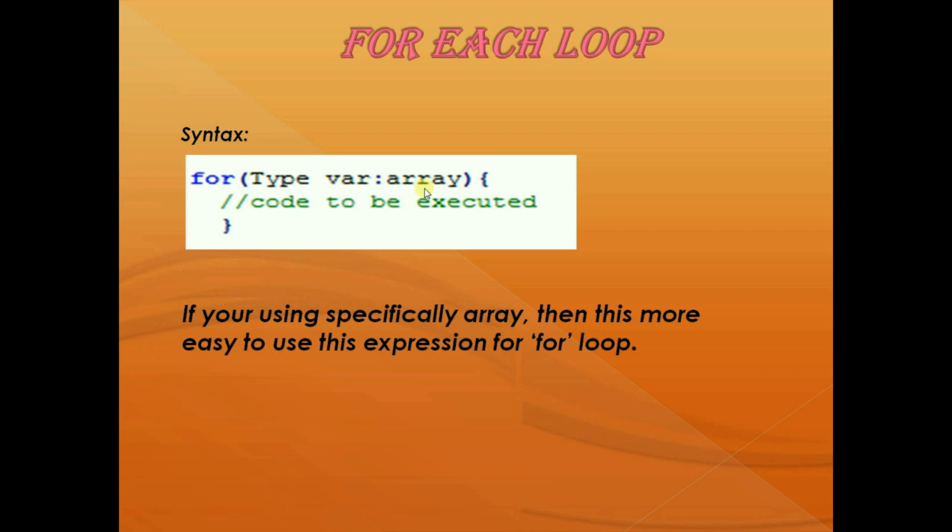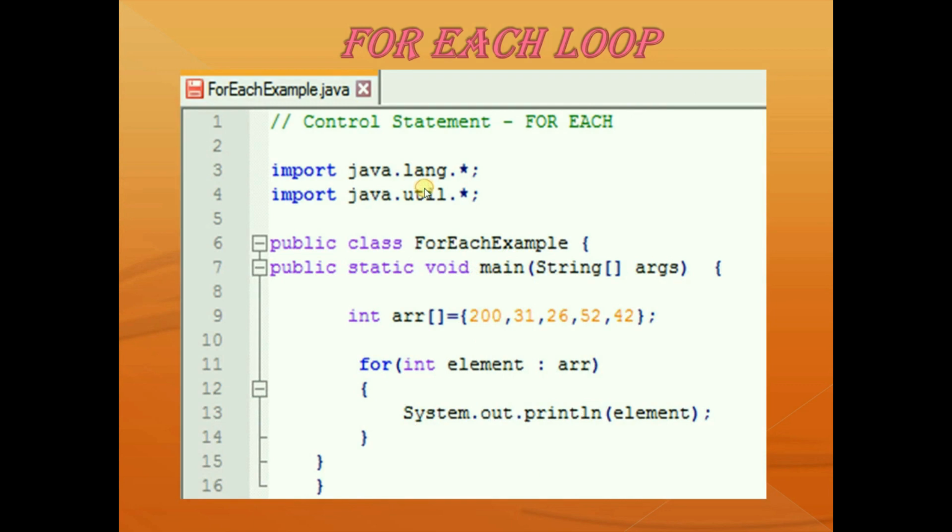So the declaration is the same, but in the case of arrays, just directly use the array here. For example, you can write int element. This is the name of the variable which will hold the values one by one, right? Then you give a colon here, and then the name of your array, like this. What this expression does is go over your array one by one and store the value of the array one by one.